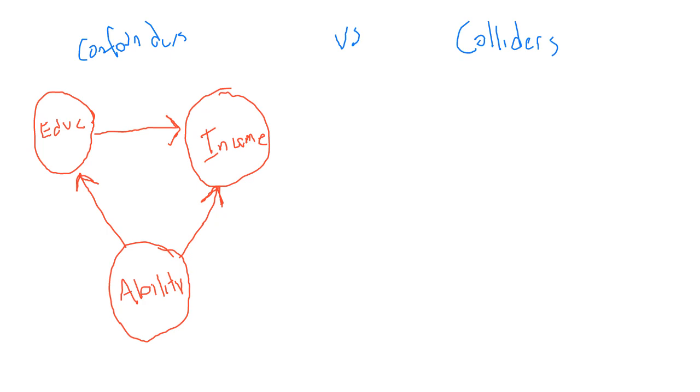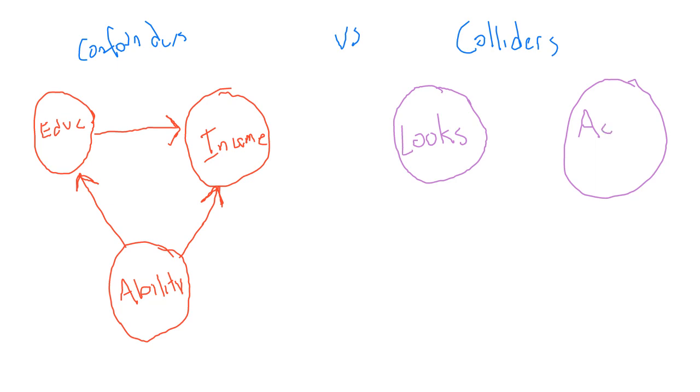Okay, but there's another kind of relationship we can think about. All right, I'm going to give an example here where we have looks, just how good looking are you, and acting talent. Okay, and there's no causal relationship between your looks and your acting talent, right? Anyone can be a good actor. Your ability to assume another persona has nothing to do with how good you look. Okay, so there's no causal relationship here.